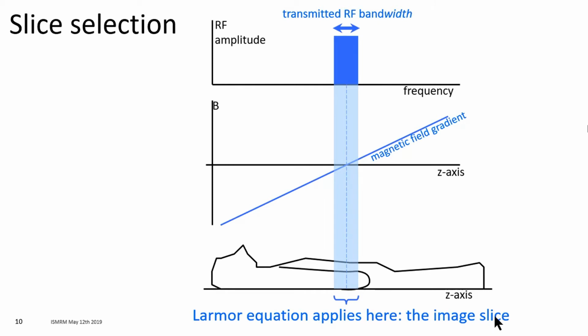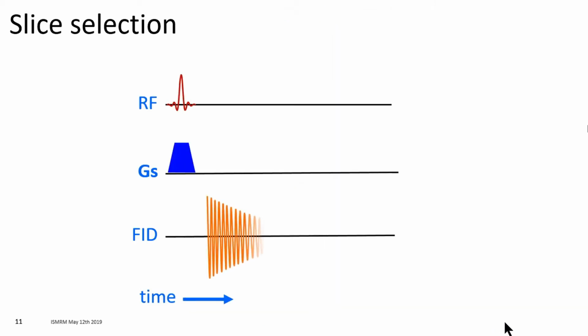Okay, let's see what we're doing with that on our pulse sequence diagram. And we just turn on the gradient in the slice select direction at the same time as we turn on the RF pulse. And then we get free induction decay from the slice, mostly from the slice that we've excited.